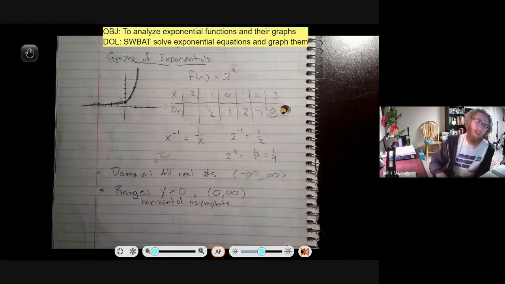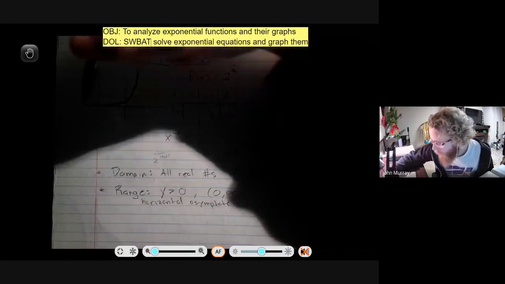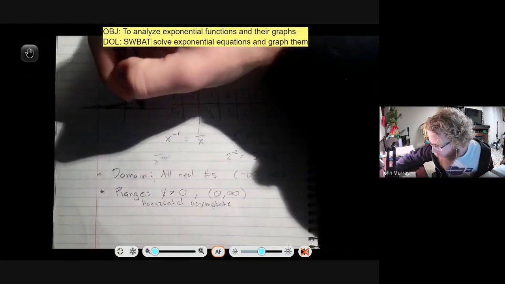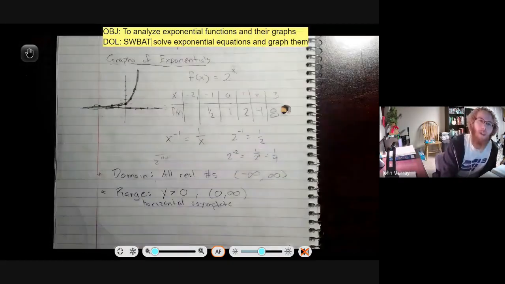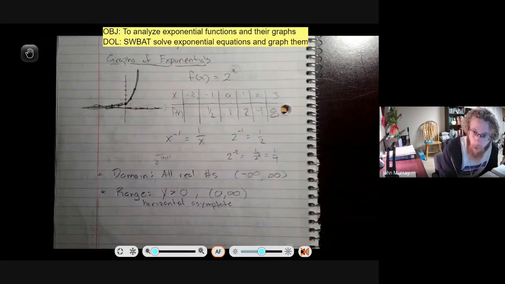is that our exponential functions, tying it to our last lesson with rational functions, technically have a horizontal asymptote. There's that invisible line here that just happens to be the x-axis in this case, that we can't cross. We'll get infinitely closer to it, 0.00000000001, but it'll never be 0.